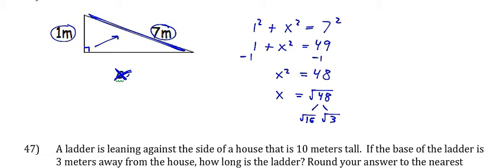And 16 times 3, and the square root of 16 is just 4, so we take the square root off of it. And the square root of 3 we can't do anything with, so we're just going to leave it with its square root. So our final answer to this problem is 4 root 3.